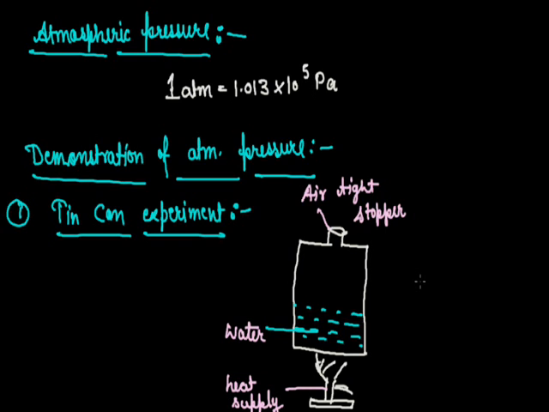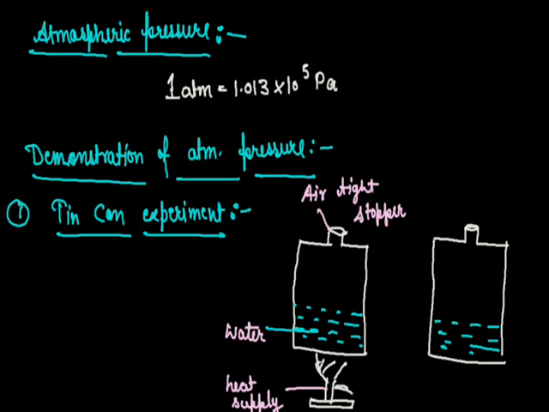Now the stopper is tightly replaced and simultaneously the flame beneath the can is removed. Cold water is then poured over the can. It is observed that the can collapses inward as shown in the figure. Now suppose when the heat supply is removed and the airtight stopper is fitted, now pour cold water.